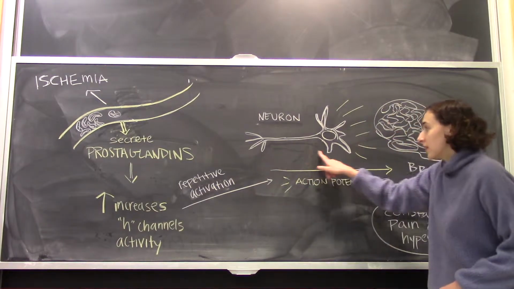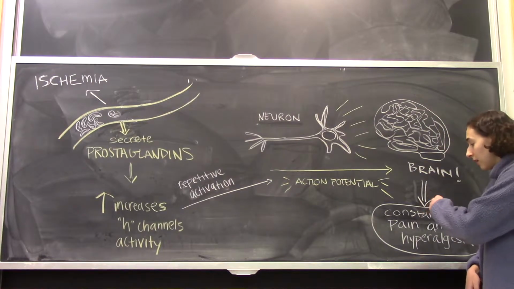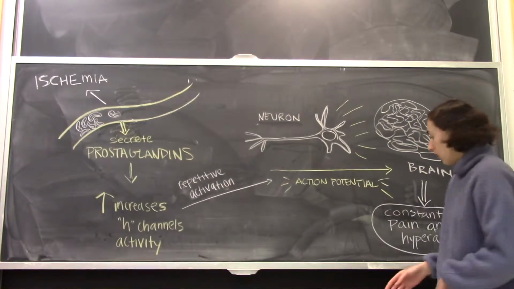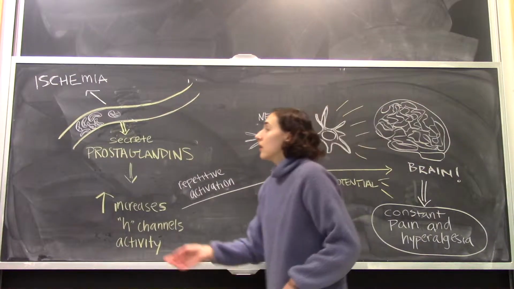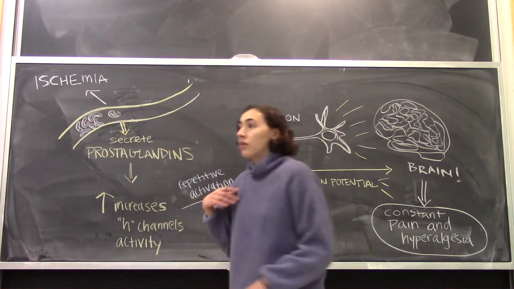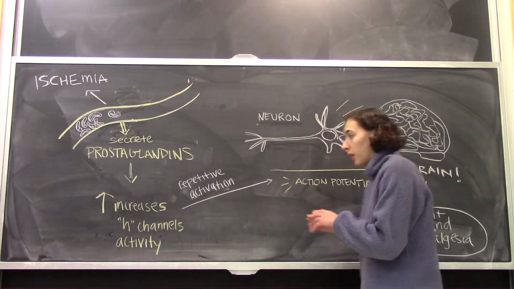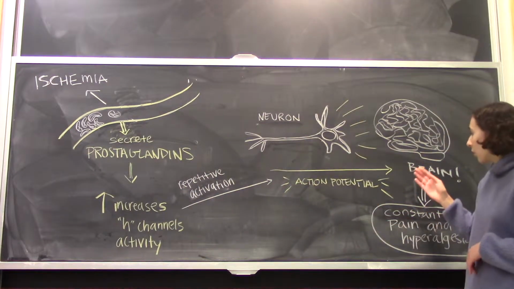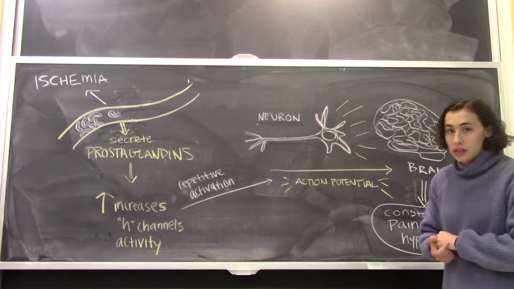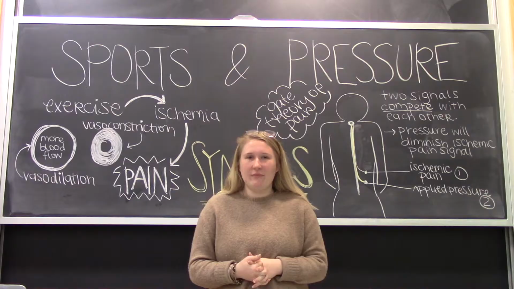Action potentials will be sent along the neurons to the brain, which will result in a constant stimulus to the brain. Because the sickle cell anemia is also causing the ischemic pain, we have excessive amounts of stimulus associated with ischemic pain, so the brain is feeling constant pain, and that sensitivity to constant pain is called hyperalgesia.